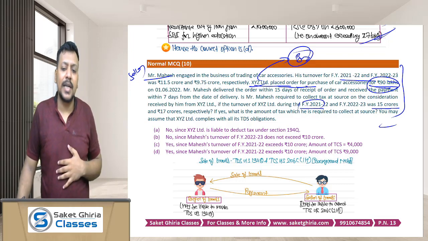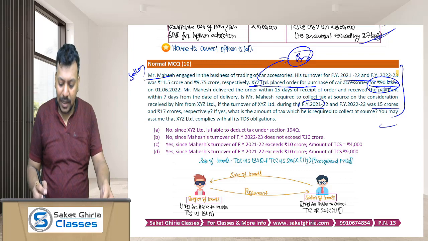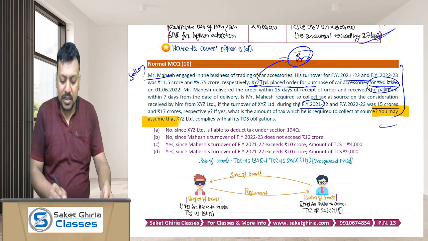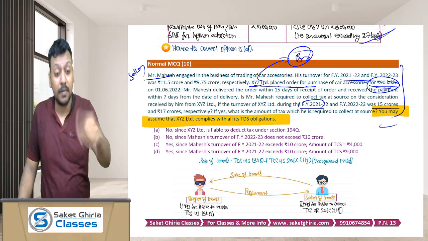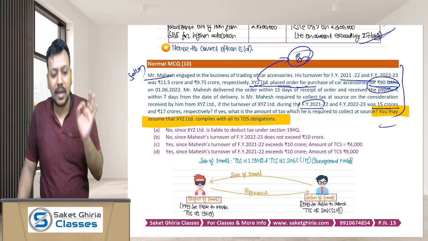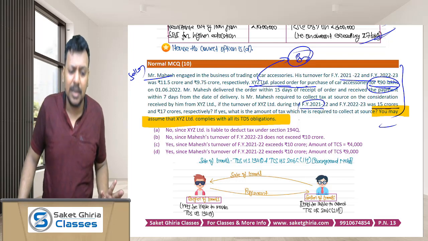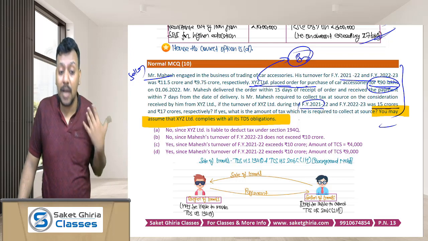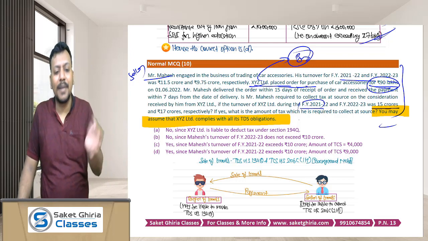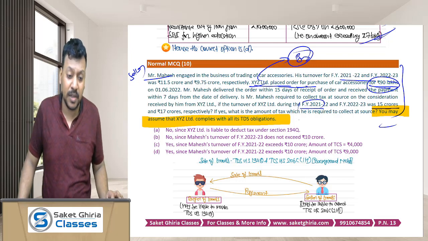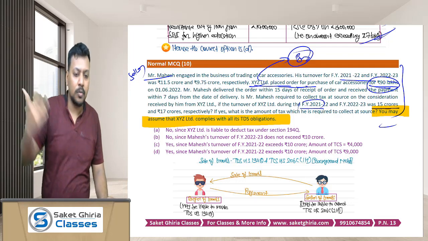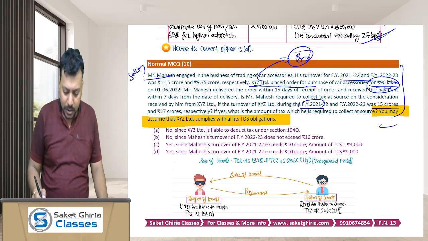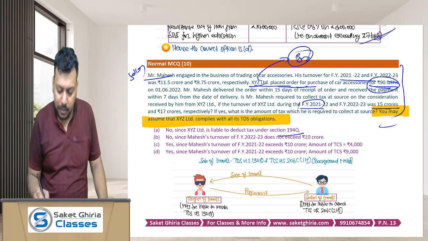But sir, what is the guarantee that XYZ Limited will make the TDS? Because here the last line is very important. You may assume that XYZ Limited complies with all its TDS obligations, means XYZ Limited will also comply with the section 194Q TDS obligation. So we will not make TCS under section 206C(1H), but TDS under section 194Q will be made. Okay, so Mr. Mahesh is not required to make TCS because XYZ Limited is liable to make TDS of rupees 4,000. So since XYZ Limited is liable, the correct option is A.